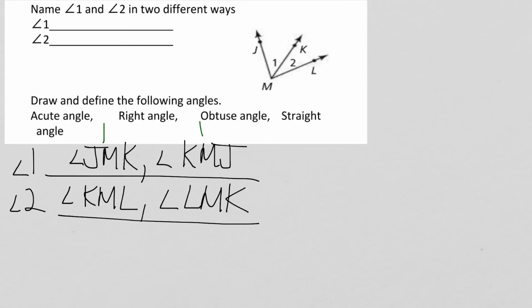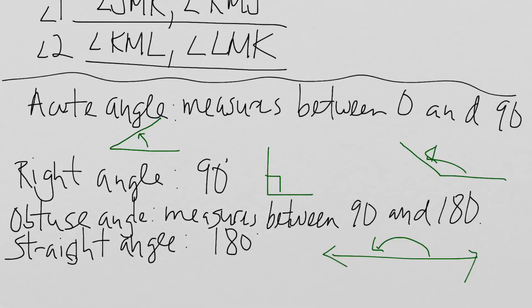All right, now draw and define the following angles: acute angle, right angle, obtuse, and straight. Okay, here are the definitions for all 4 with the picture showing. I think everyone knows these. One thing I have to stress is that a right angle, you could show it like this with the box in the middle. That means 90 degrees. A straight angle is a complete straight line. Obtuse is greater than 90 but less than 180. Please make sure you have these in your notes.